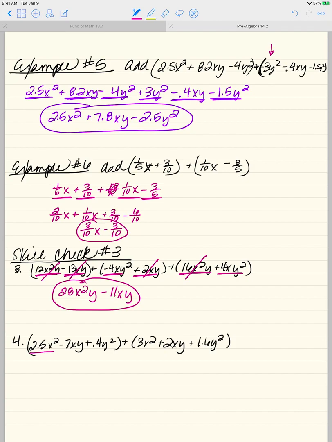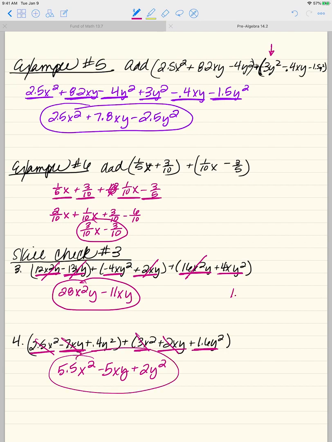Number 4, 2.5x squared plus 3x squared. So 5.5x squared. Next, we look at our xy terms. Negative 7xy plus 2xy, negative 7 plus 2, negative 5xy. Those go away. And lastly, 4/10 y squared and 1 6/10 y squared. 4/10 plus 1 6/10 is 2y squared. That is as simple as that one can be.